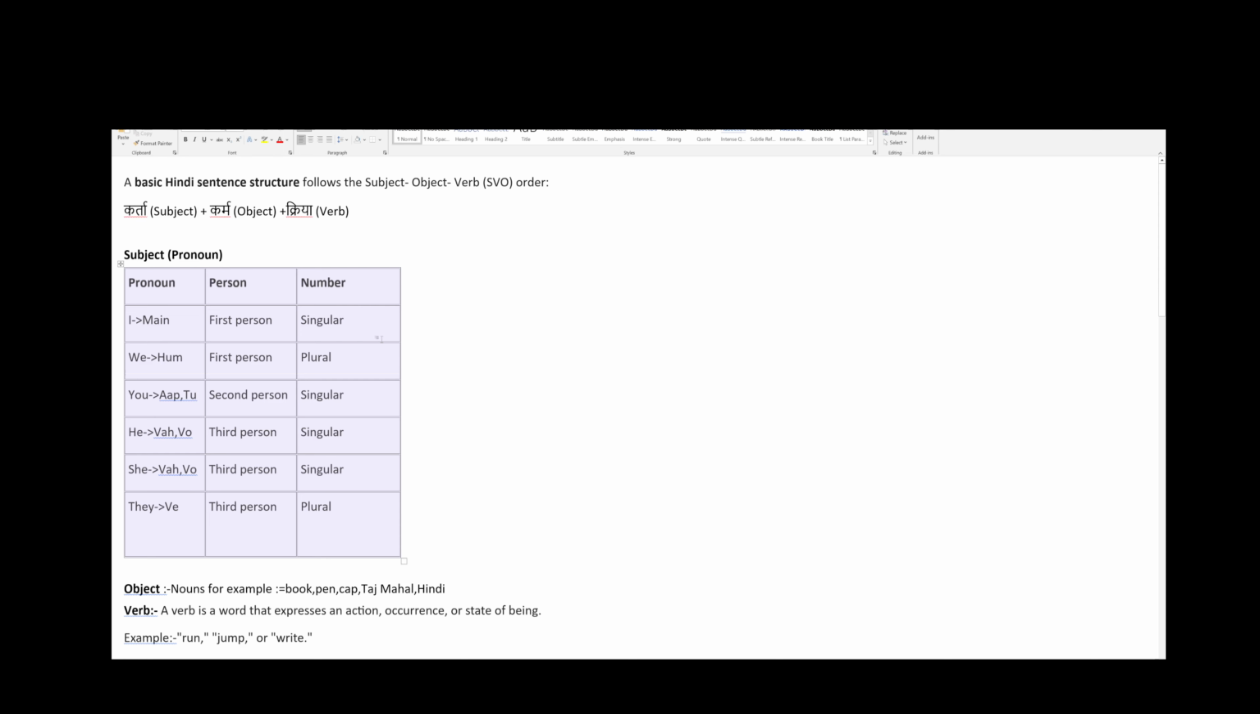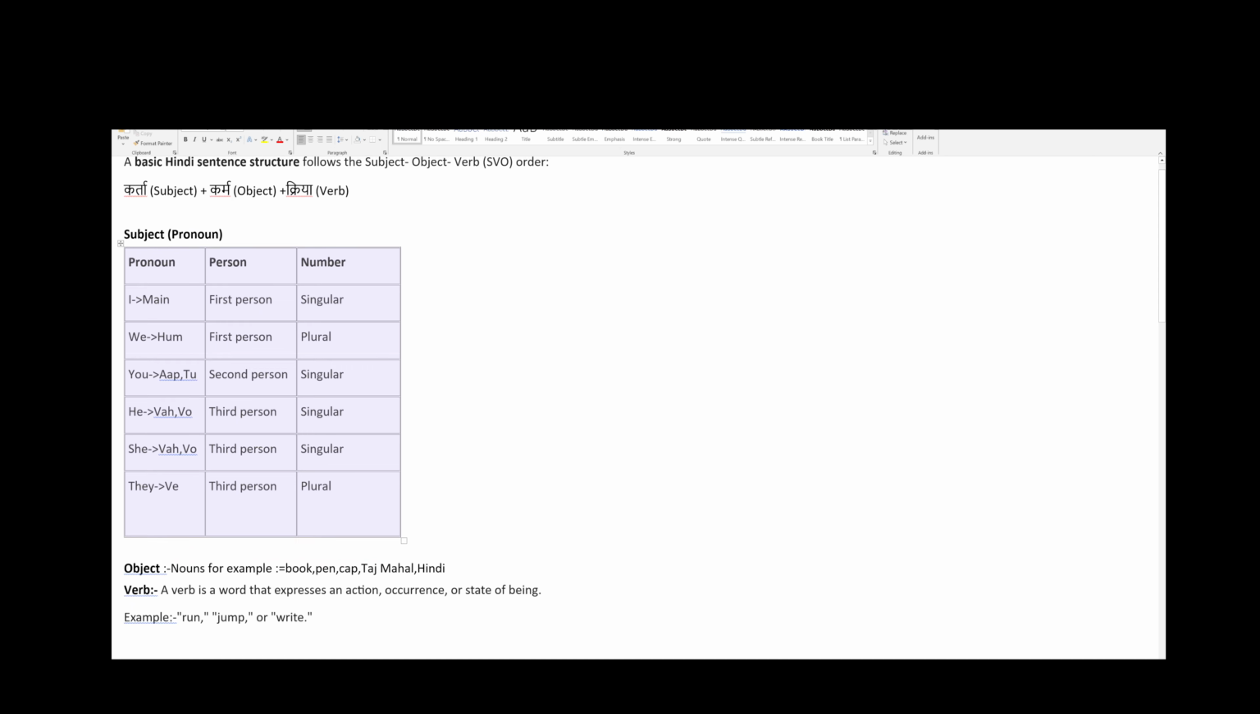Okay, so next is what is object. Now I think subject is clear. So what is object? Object means nouns. For example, book, pen, cap, Taj Mahal, Hindi, English. All the nouns are object.